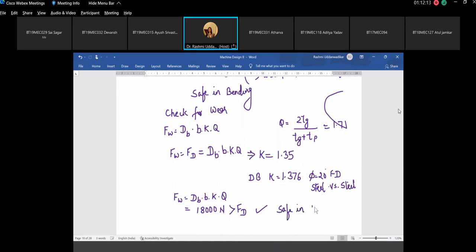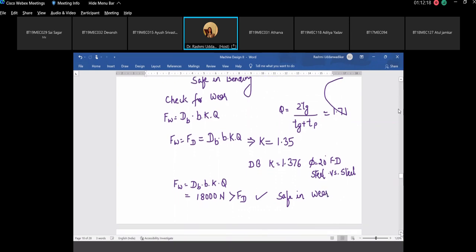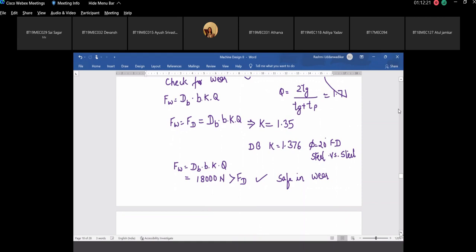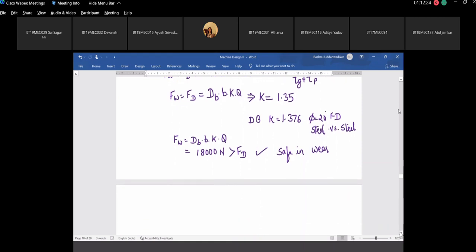Is this part clear? What we have done? Unless you say no, I'm not going to explain. Hello, ma'am. Yeah. Ma'am, what is dP? I didn't get that part. And how do we calculate it? dP is the pitch circle diameter of the pinion. It is dP, not dB. Pitch circle diameter of the pinion. Okay. 25 m. Okay, ma'am. Thank you.